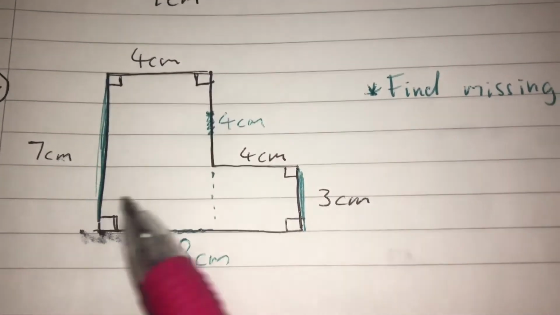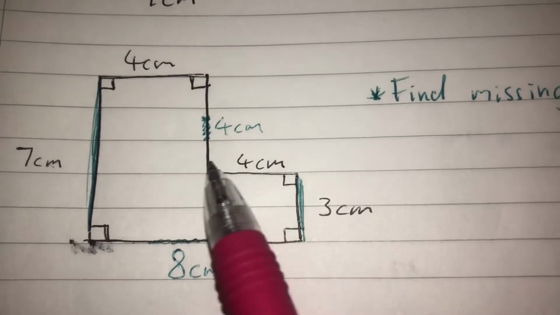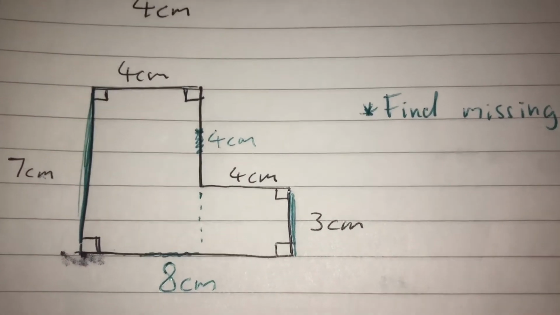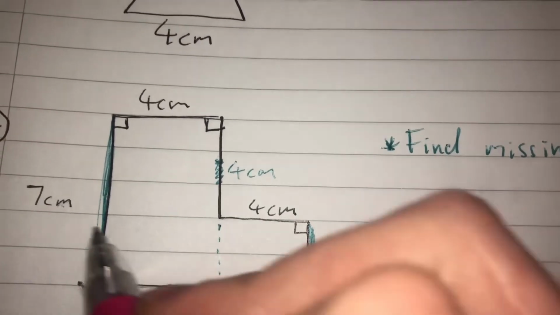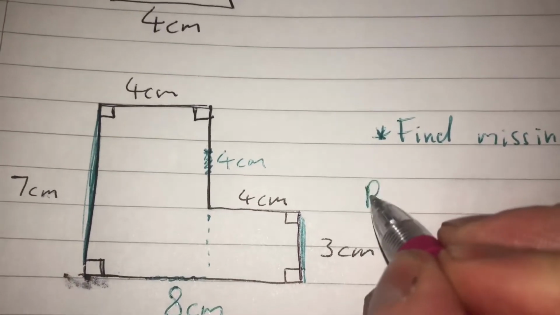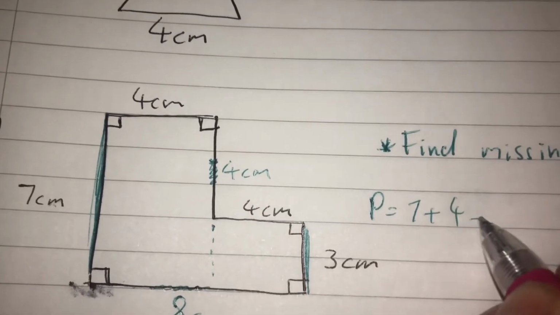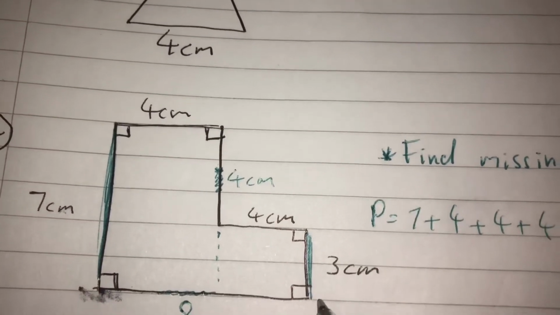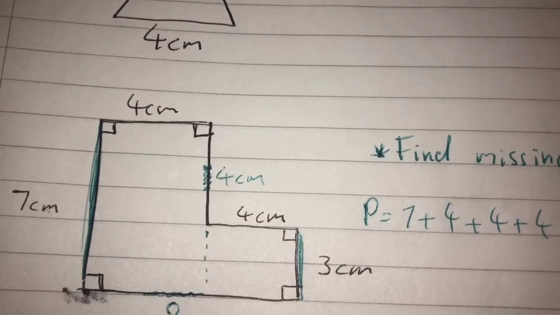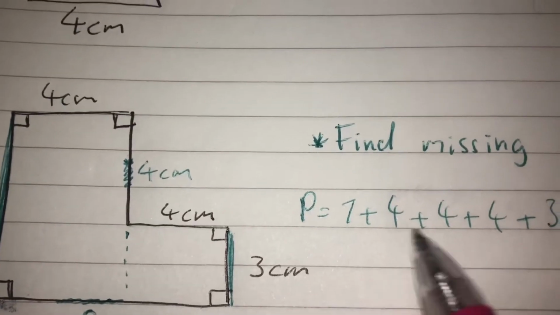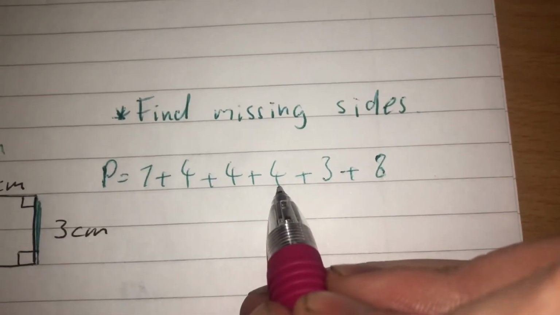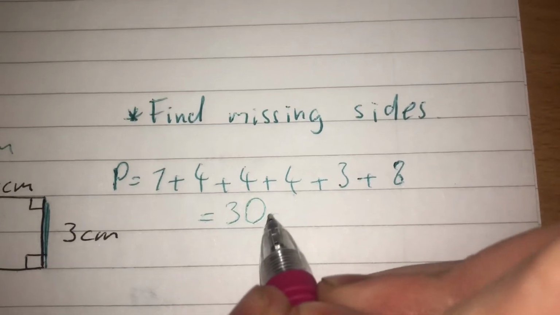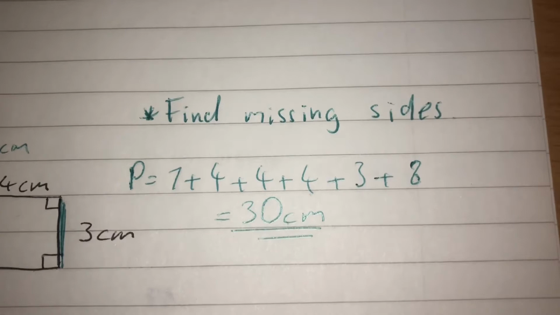So when you're dealing with a compound shape like this, use the fact that vertical sides are parallel, horizontal sides are parallel, to work out the missing sides. Now that I have everything, I can add all the sides up. So I've got 7 plus 4 plus 4 plus 4, working my way around here, plus 3 plus 8. Okay, 7 and 4 is 11, plus 4 is 15, plus 4 is 19, plus 3 is 22, plus 8 is 30. And again, working in centimeters and remembering my units.